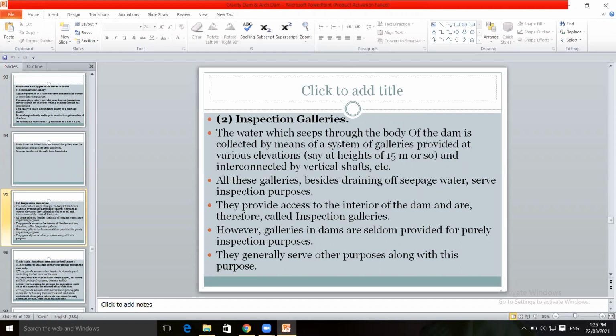The water which seeps through the body of the dam is collected by means of a system of galleries provided at various elevations. Say at heights of 15 meters, or at 15 meter intervals, these galleries may be provided, and they are interconnected by vertical shafts. Vertical shafts are interconnected.